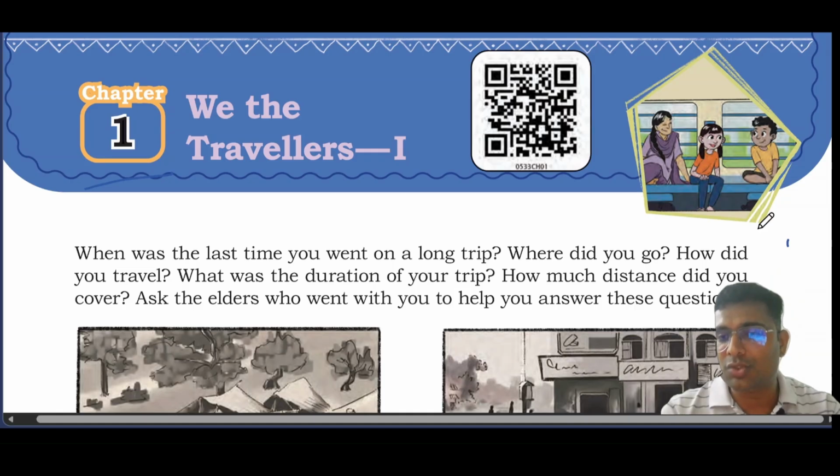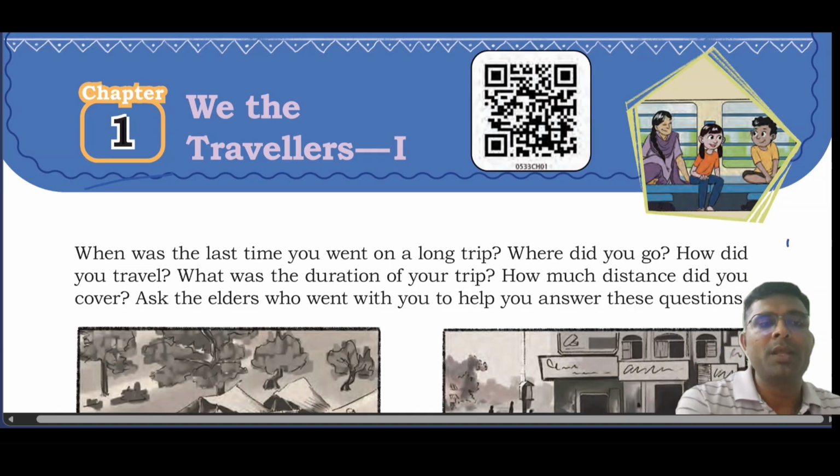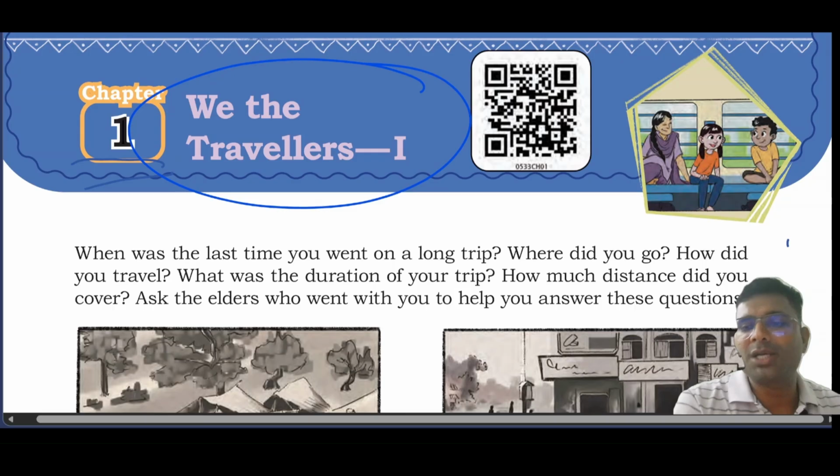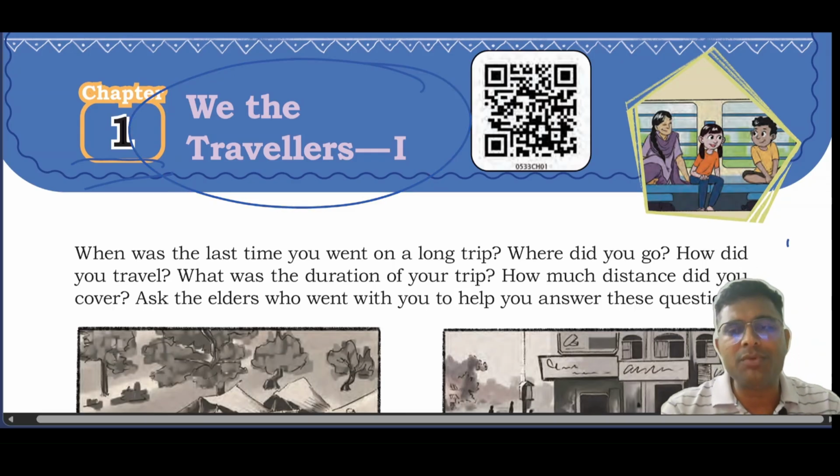And in this series, bachcho, today we will solve chapter number 1, We the Travelers. You might be surprised why the name of the chapter is We the Travelers. Actually, when we travel somewhere, to some place which is very far, we have to deal with many questions: how far is the place, for how many days we have to stay there. If we are staying in a hotel there, then how much money we need to pay, what will be the price of the ticket. So the answer to all these questions lies in numbers.